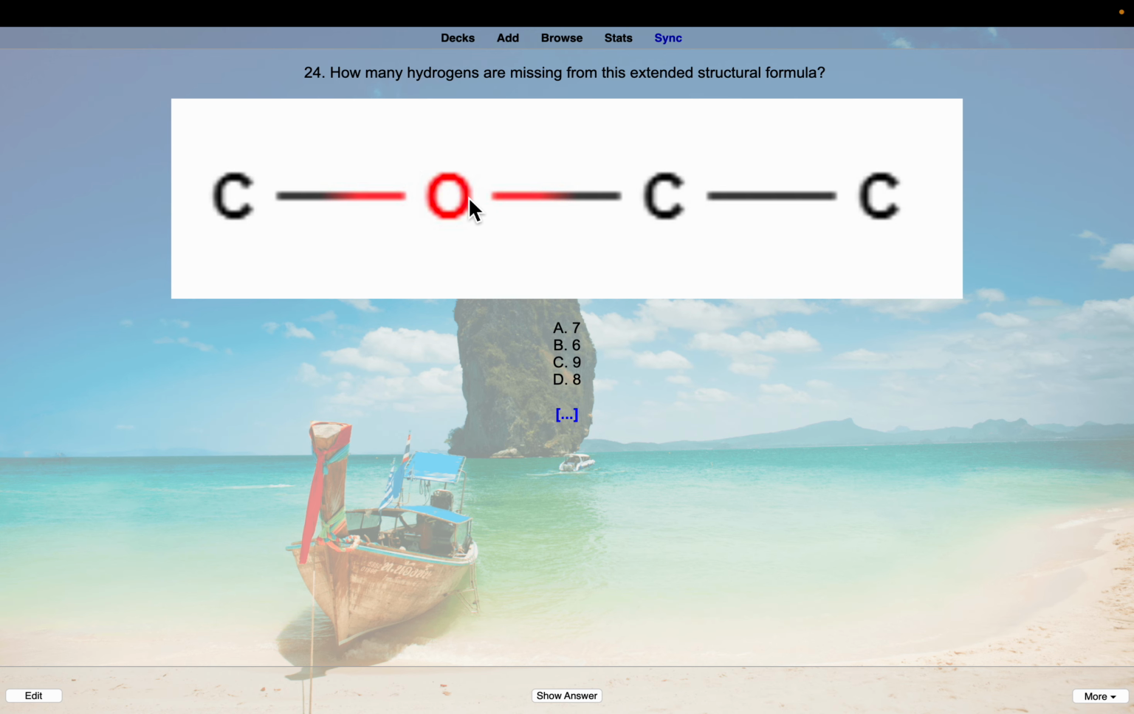No hydrogens to attach to oxygen for some reason. Definitely there's a reason for that, but I just can't identify it now. For the carbon here, there are 2 connections, so only 2 hydrogens can be here. So 3 plus 2, that's 5, plus another 3, so that's 8, letter D.